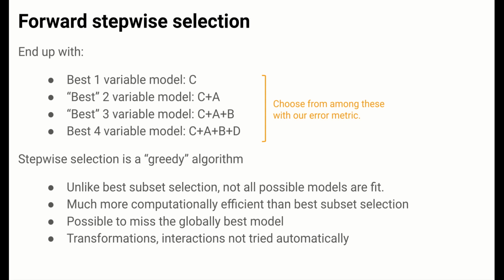This behavior is called greedy behavior because the algorithm uses a heuristic to save time instead of finding the overall optimal solution. This is a great improvement on computational time over best subset selection, but it is possible to miss the overall best model because we won't explore all of them. Also, like best subset selection, forward selection doesn't automatically try transformations of predictors and interactions. We have to manually include them in our data to explore them.